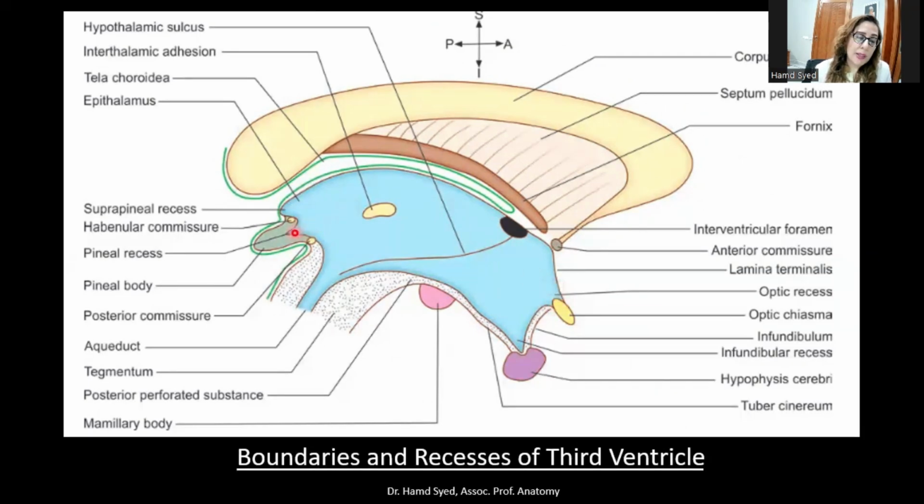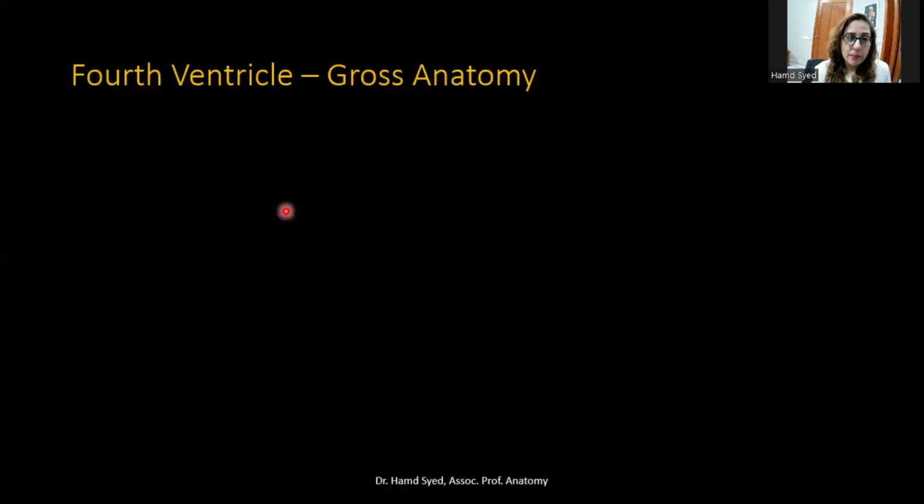Here is the pineal recess, which is the extension of the third ventricle between the superior and inferior laminae of the stalk of the pineal gland. And above that, above the pineal body, is the suprapineal recess. So these are the recesses, or the extensions, you could say, of the third ventricle.